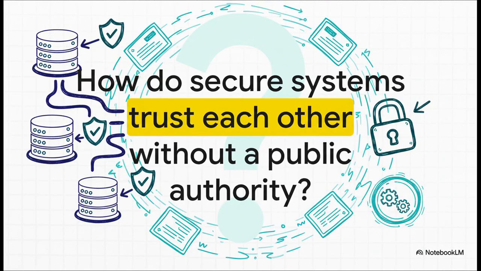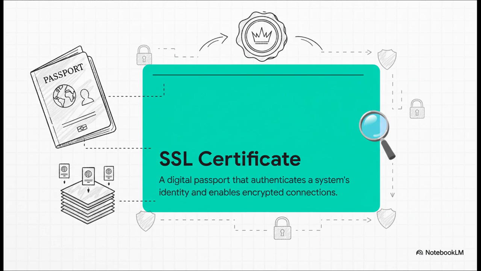Okay, so we've solved the location problem, but that immediately creates a new one. In a closed network with no way to check with public authorities, how do the different parts of our system prove who they are and trust each other? How do they establish secure connections? The answer is those SSL certificates we brought with us, our digital passports. Every piece of our system, like our private warehouse, has to present its passport to prove its identity.